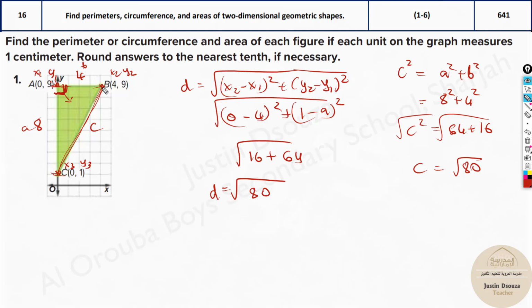Now what next? We have found all the sides. Now just add them all for the perimeter. Perimeter is the sum of all the sides. If you consider these to be a, b, c, the perimeter would be a plus b plus c, that would be 8 plus 4 plus c. We found c to be the square root of 80. You can put this in the calculator, get the answer and round it off to the nearest tenth.